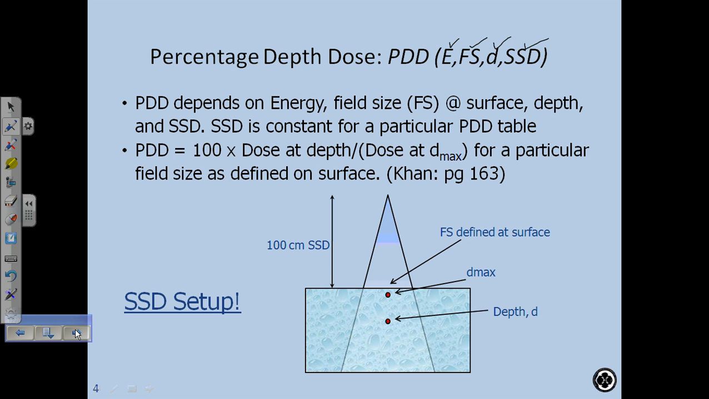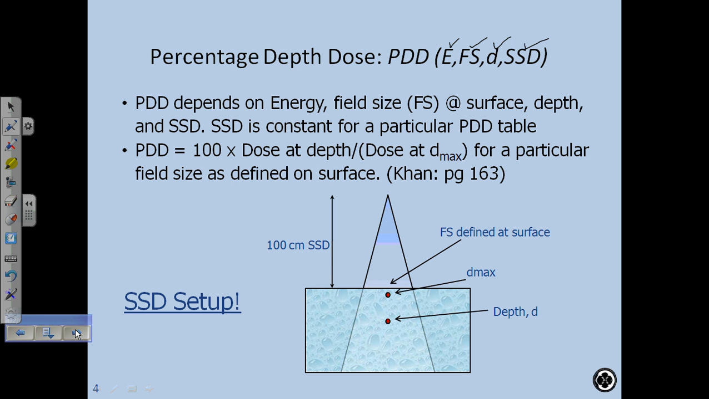80 to 130. A typical SSD is 100. Yeah, the most common SSD, but you can have 80 for cobalt units. Some cobalt units are calibrated at 80. So you can have an 80 SSD, and sometimes you'll treat patients with expanded SSDs.